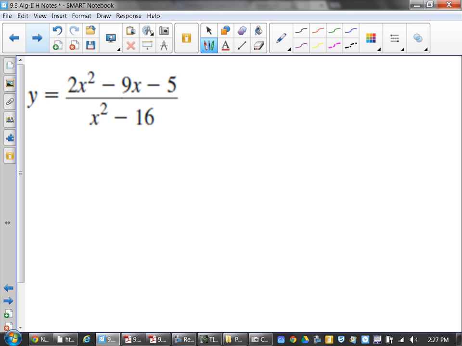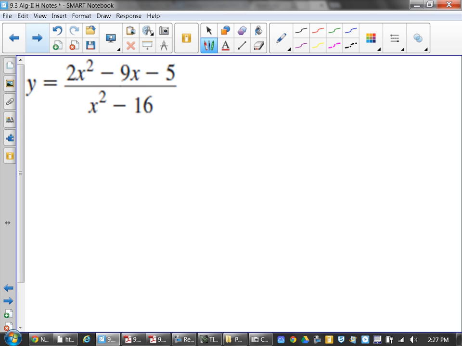All right. In this case here, start by figuring out your intercepts. We start by doing our intercepts by what times what is negative 10, add to negative 9. Negative 10 and 1. So it becomes 2x squared minus 10x plus 1x minus 5. You factor it by grouping.